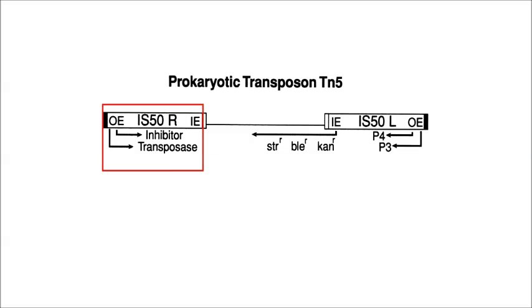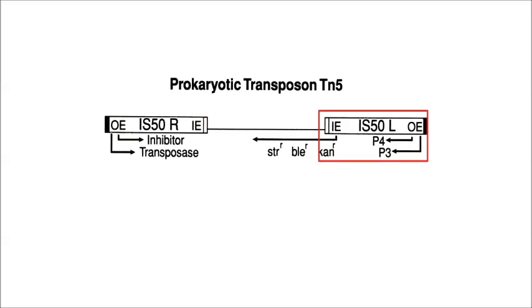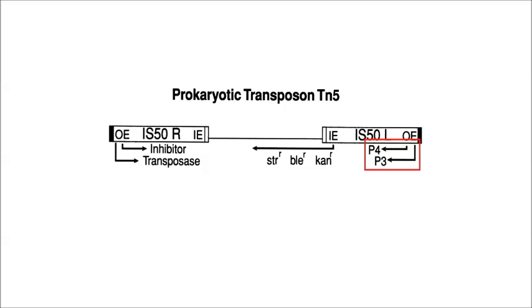The IS elements at the two ends of a composite transposon can be identical or different. Like in Tn5, the element on the right, called IS50R, is capable of producing a transposase to stimulate transposition. But the element on the left, called IS50L, is not. This difference is due to a change in a single nucleotide pair that prevents IS50L from encoding the active transposase enzyme and an inhibitor protein, but instead results in the synthesis of P3 and P4, which are non-functional analogues of transposase and inhibitor.